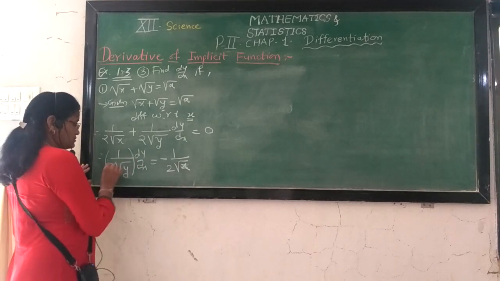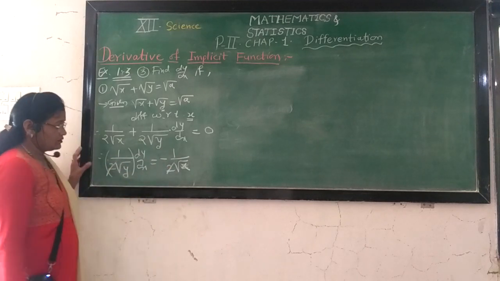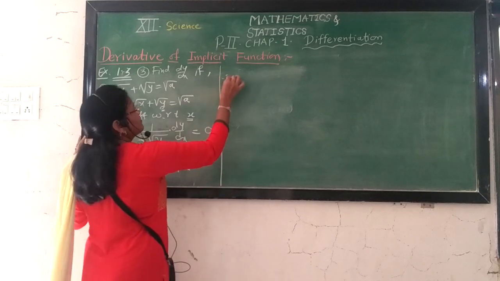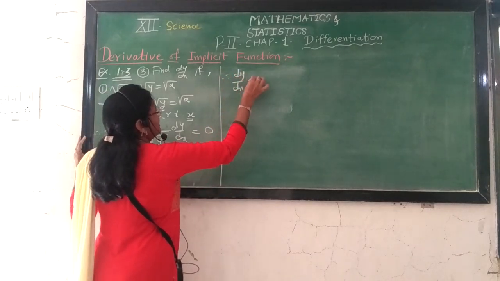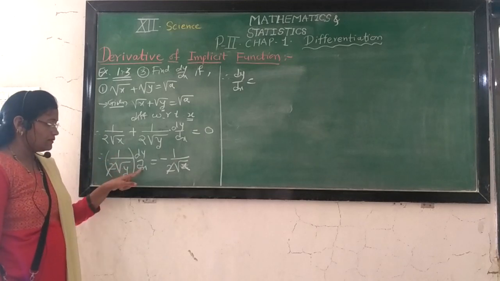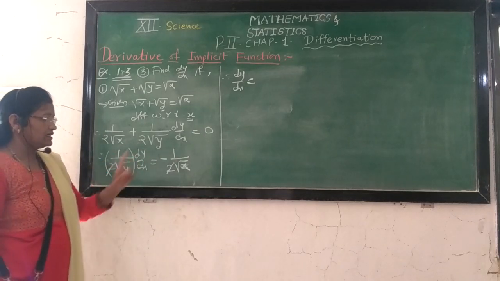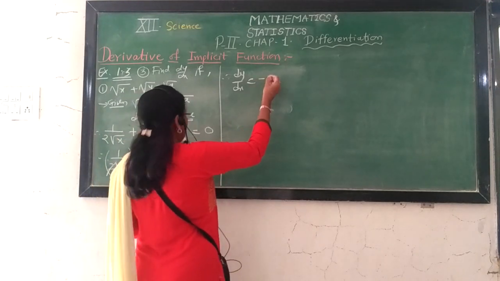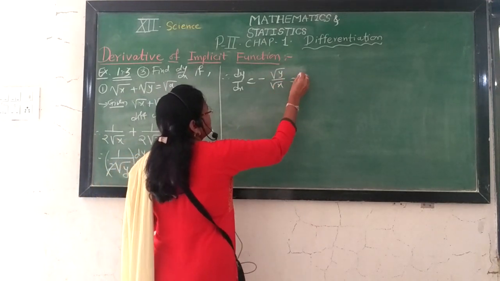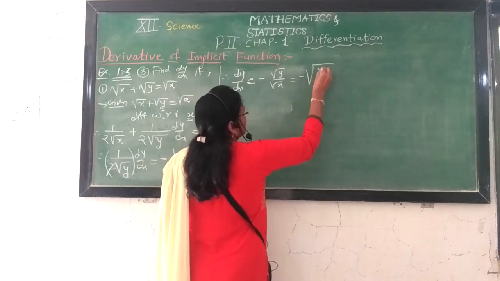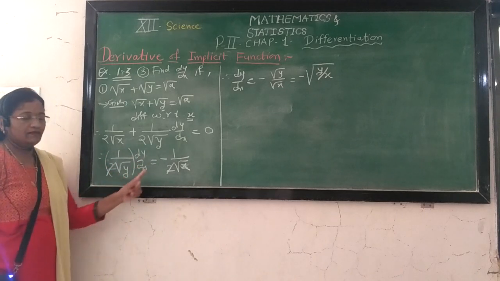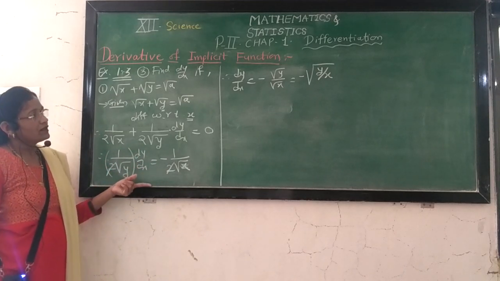Now this is divided on both sides and can cancel out, and we get the value of dy by dx. Therefore dy by dx is equal to, on the right side, multiplied by root y. So we get minus root y upon root x. Finally we get the value under root of minus y upon x, which is the value of dy by dx. Very easy question.